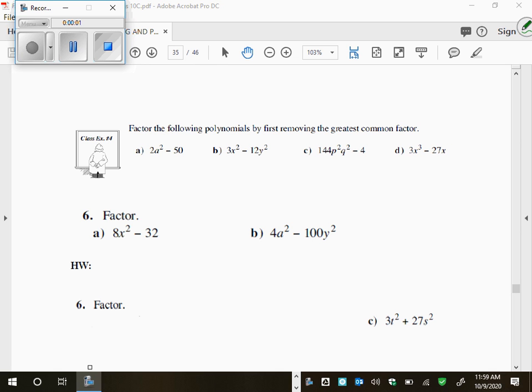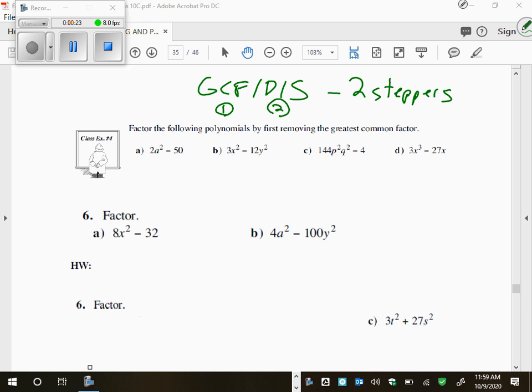Page 35, please. It says on the bottom of page 34, but let's just write on the top so it's easier to study. These are GCF Difference of Squares questions. And they're two-steppers, just like we did two-steppers on the GCF sum product questions yesterday. First step, GCF. Second step, difference of squares. Difference of squares means it's a binomial.